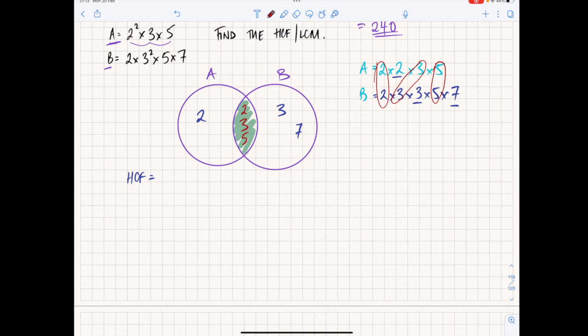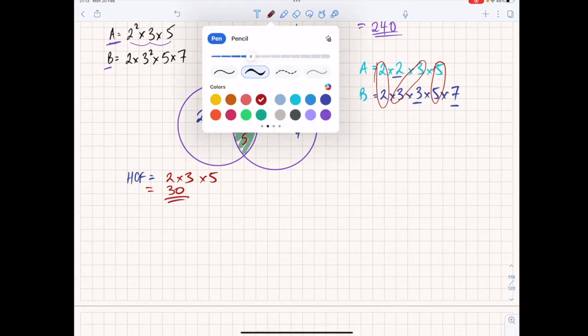So I'm just going to do 2 times 3 times 5. 2 times 3 is 6. 6 times 5 is 30. So the highest common factor of those two numbers would be 30.